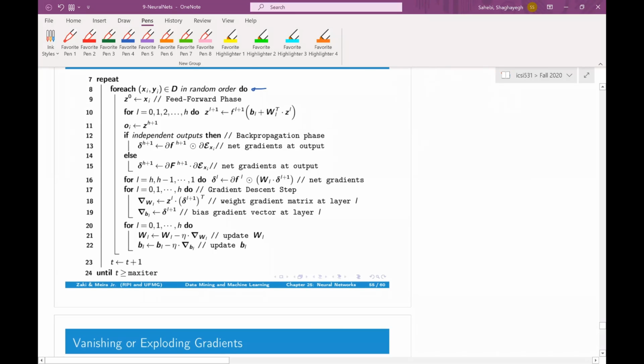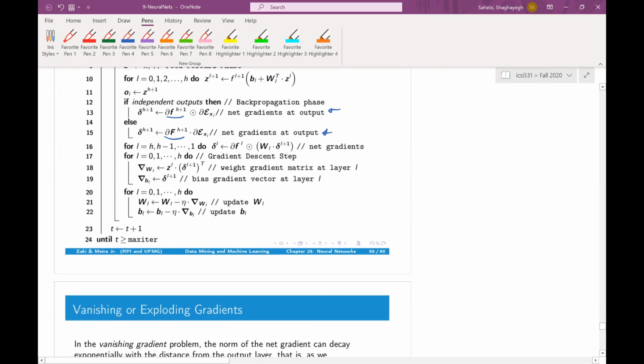Then we are going to calculate the net gradients for the output layer. If we have a sigmoid function for the activation function, which is going to give us independent outputs, we are going to have a vector for gradient of h plus 1. Otherwise, we are going to have this matrix.